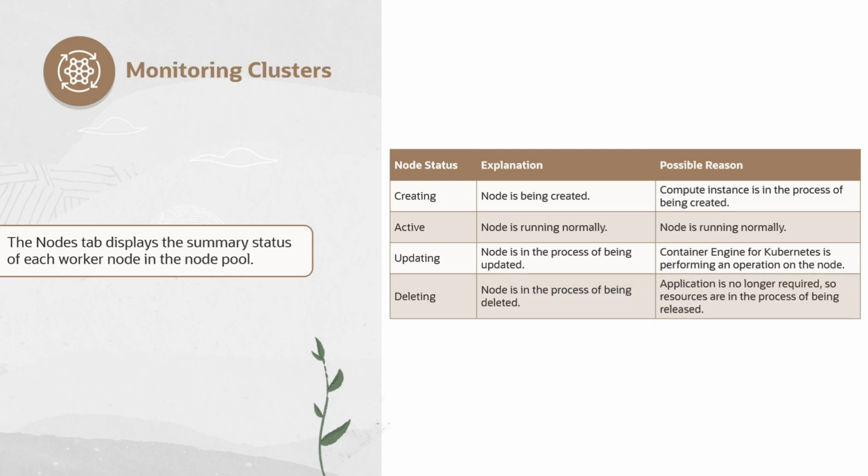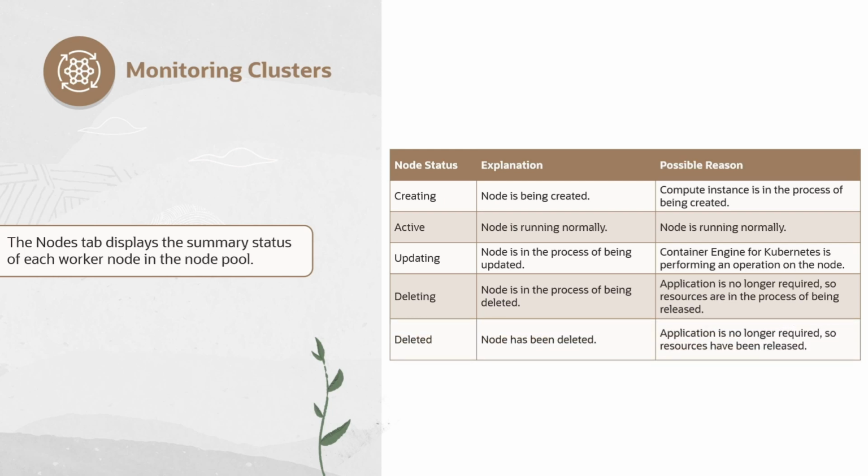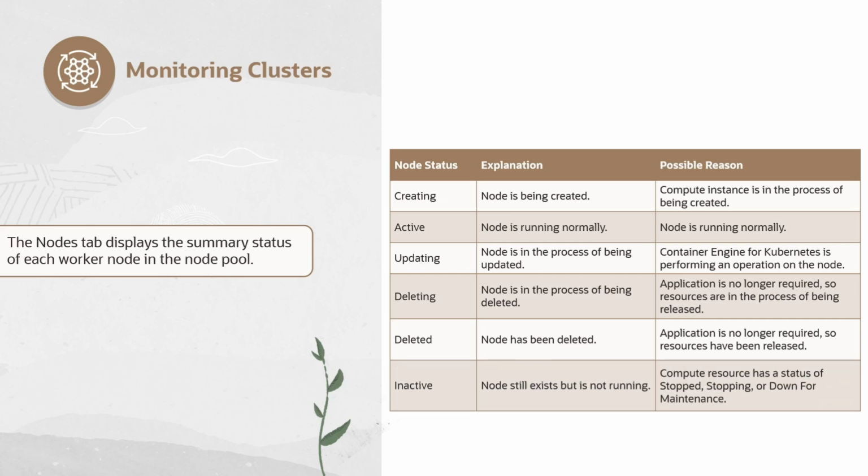Deleting means the node is undergoing deletion, releasing resources as the application is no longer required. Deleted indicates the node has been successfully deleted, freeing up all the resources. And inactive indicates that while the node still exists, it's not currently running. This can be due to the compute resource being in a status of stopped, stopping, or down for maintenance.